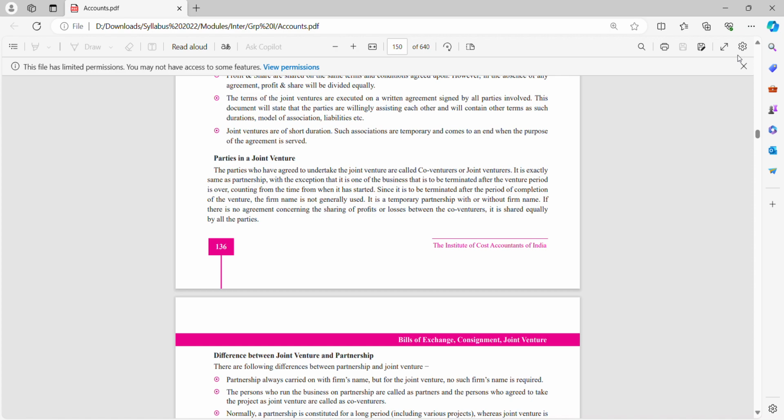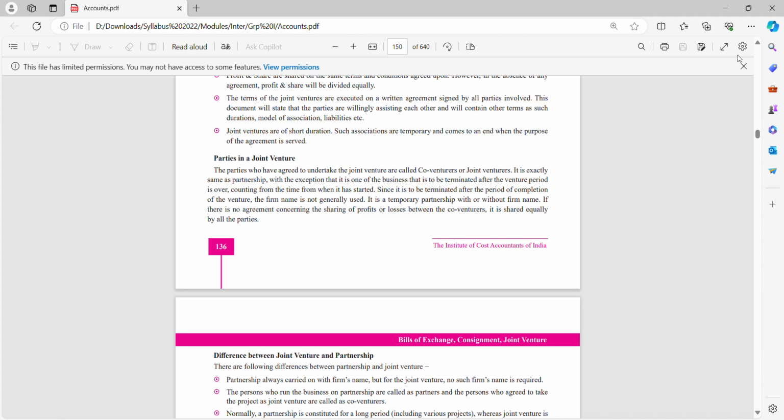Since it is to be terminated after the completion of the venture, the firm name is not generally used. It is a temporary partnership with or without a firm name. If there is no agreement concerning the sharing of profits or losses between the co-venturers, it is shared equally by all the parties.